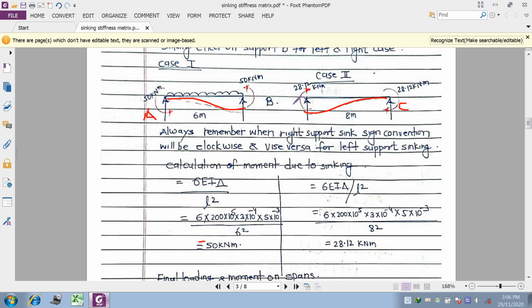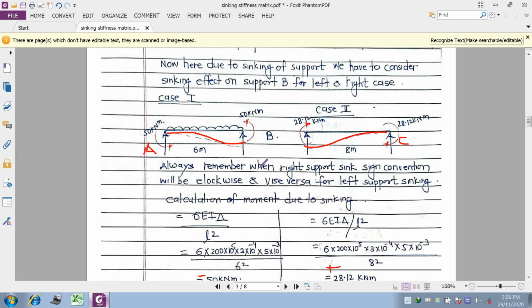Whereas for the span BC, 6 EI delta by L square, again we have to put all these values, but here the span is 8 meters, so the denominator value will become 8 square. So the final answer will be plus 28.12 kilonewton meter. This moment will be applicable for the span BC. So we have to carefully calculate these two moments because of the sinking effect on the particular span.